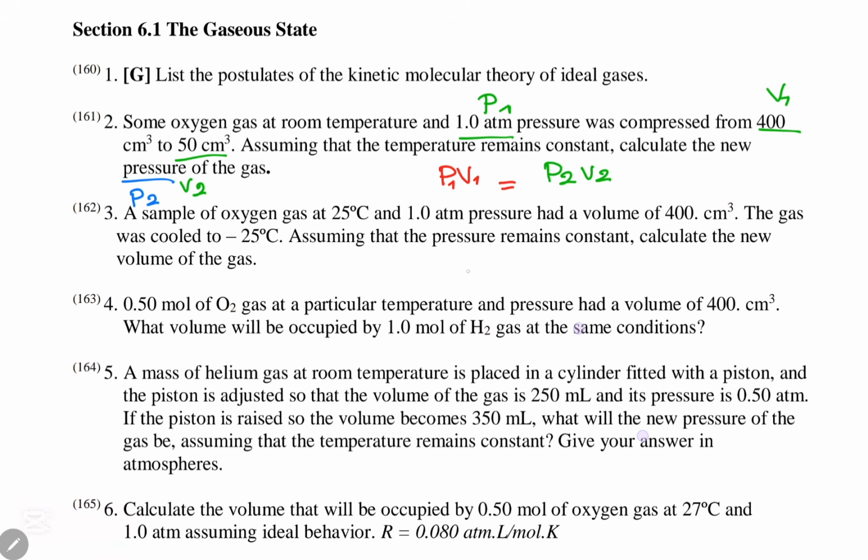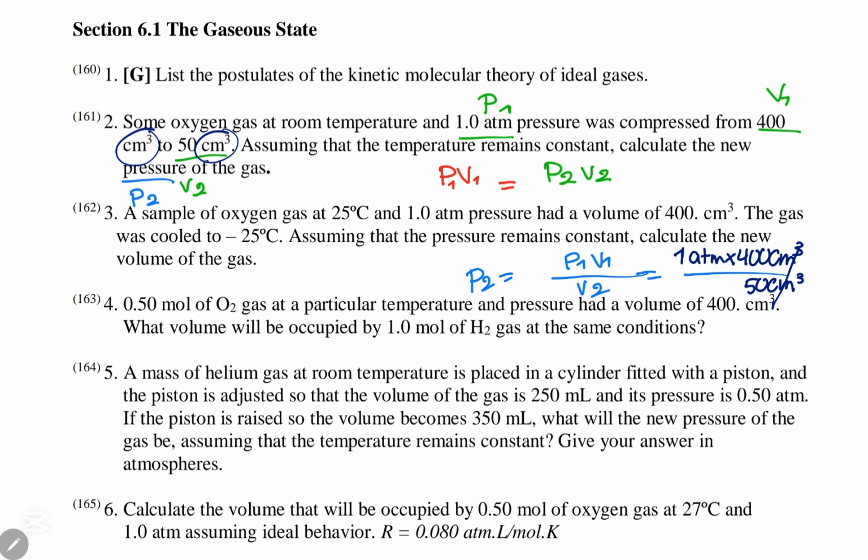So if we want to find P2, that means P2 would be equal to P1 V1 over V2. So it would be pressure 1, which is 1 atmosphere, times volume 1. Now, do you need to change the units? Not really, because if this and this are both in centimeter cubed, they're going to cancel each other out, right? So 1 atmosphere, let me write it with the units: 1 atmosphere times 400 centimeter cubed divided by 50 centimeter cubed. So this and this cancel.